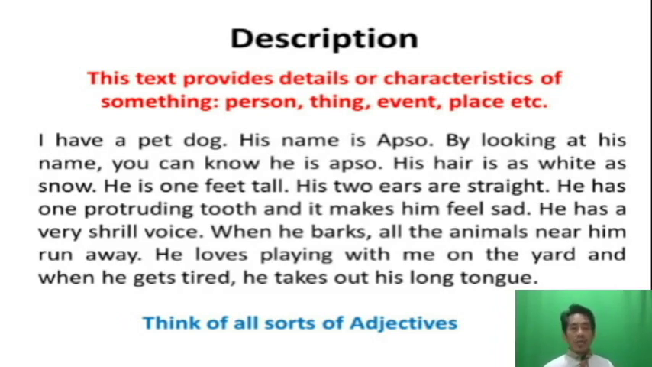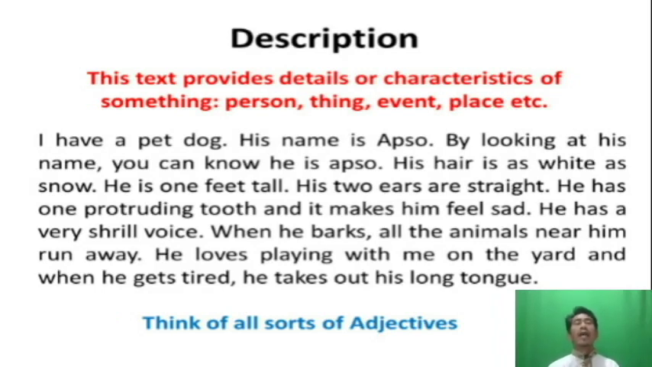I have a pet dog. His name is Apso. By looking at his name, you can know he is Apso. His hair is as white as snow. He is 1 feet tall. His 2 ears are straight. He has one protruding tooth, and it makes him feel sad. He has a very shrill voice. When he barks, all the animals near him run away. He loves playing with me in the yard, and when he gets tired, he takes out his long tongue.